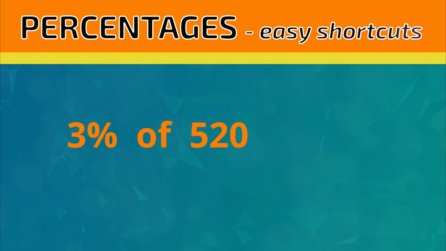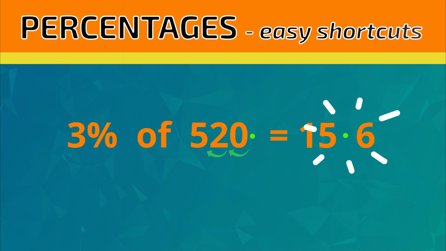Let's do 3% of 520. Well, 3% is 3 times 1%. So we'll find 1% and then multiply it by 3. Here's the decimal point in 520. 1% is to move that decimal point back 2 places. That's 5.2. Then multiply this by 3. 5.2 multiplied by 3 is 15.6. So 3% of 520 is 15.6.